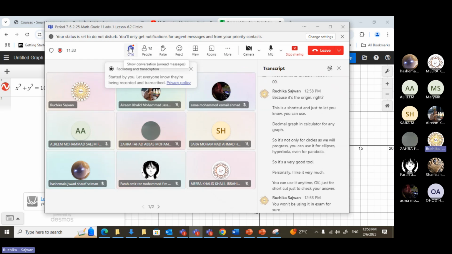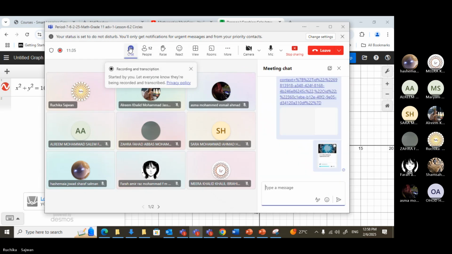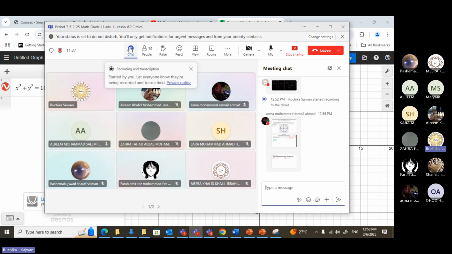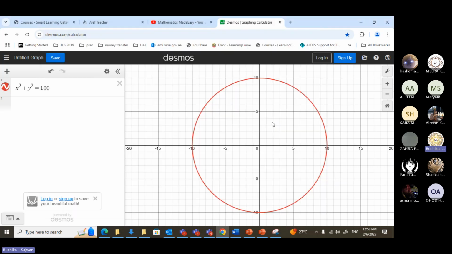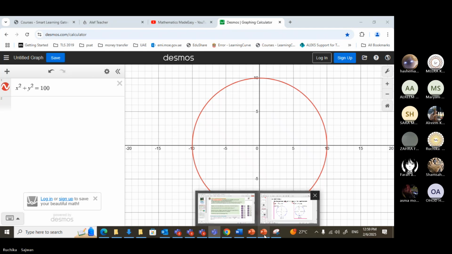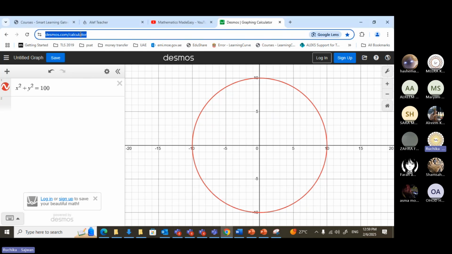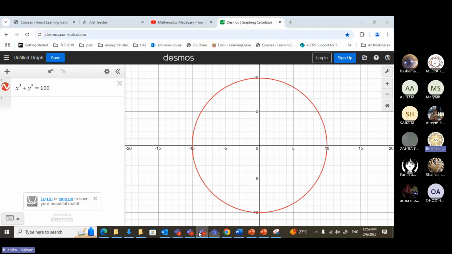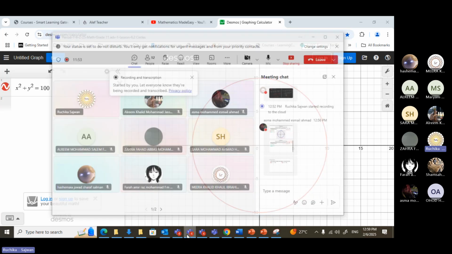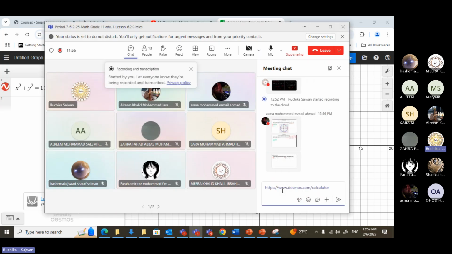Okay, so let's check the chat for your answers now. I hope everybody got this one. If anybody wants to take a picture of this small screen, you can, because then I will change. It's just a shortcut for the girls not here. I'll put the link in the chat, even though I've already put it in LMS as well. Later, if you want to explore Desmos on your own, just draw the graph of parabola, hyperbola, anything you can.